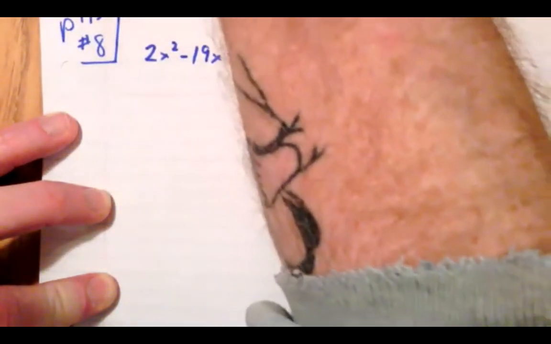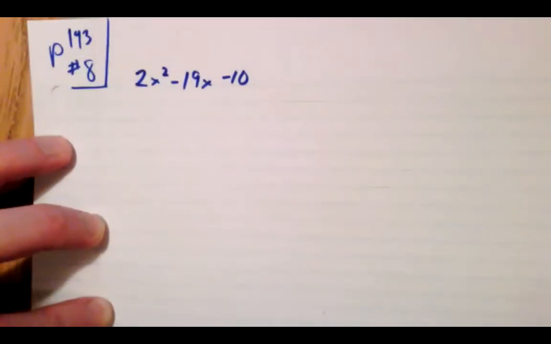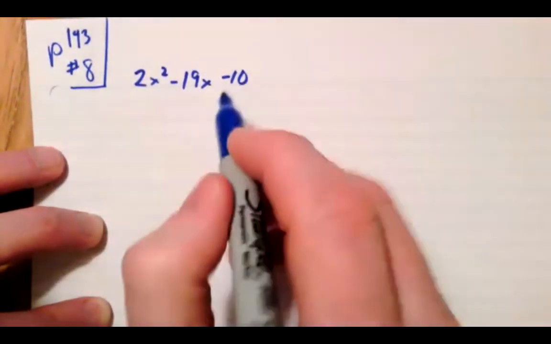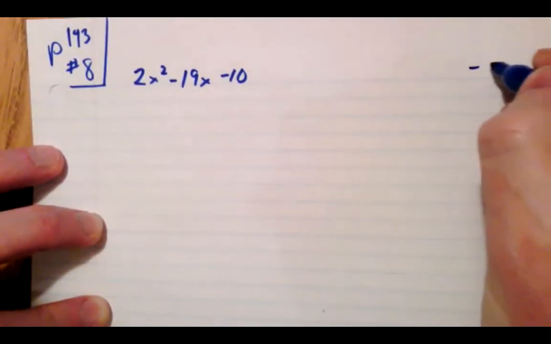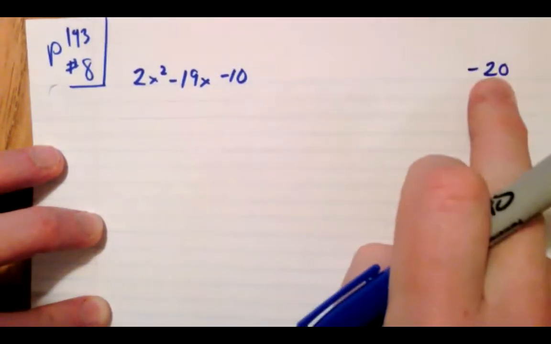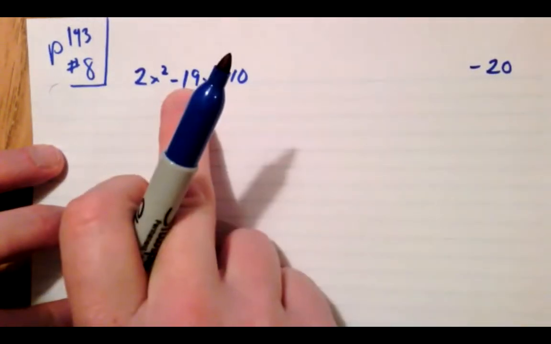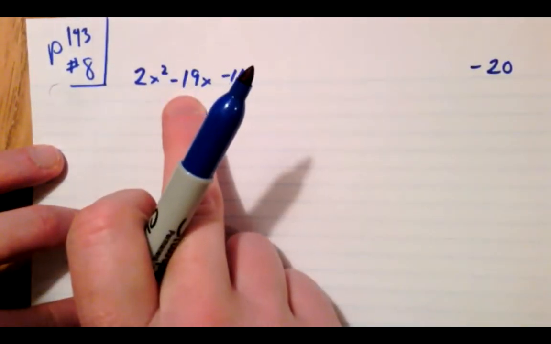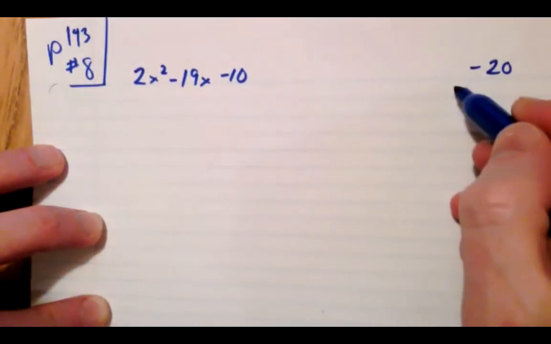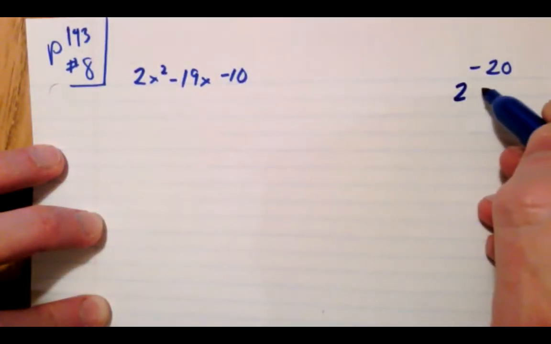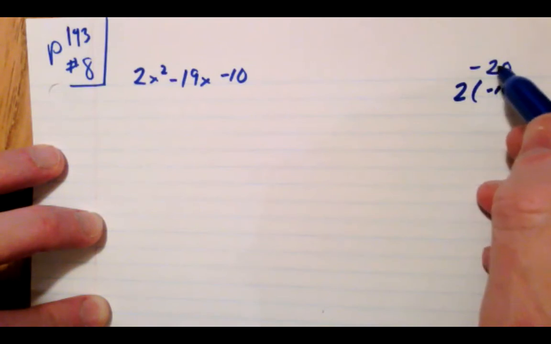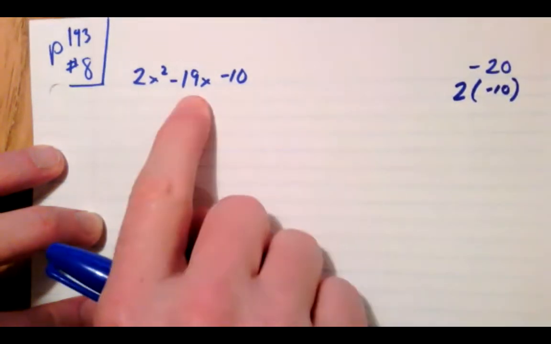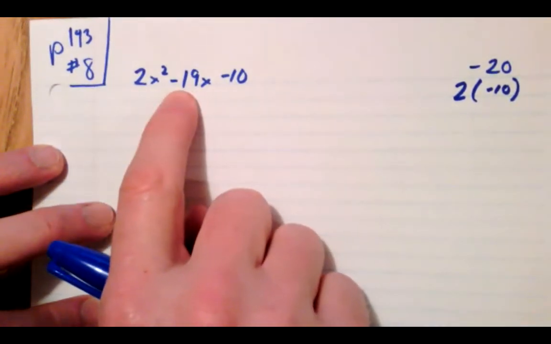All right, come back to you. There we go. 2 times negative 10, that's a negative number. 2 times negative 10 is negative 20. What two numbers multiply to negative 20 but add up to negative 19? If we think 2 and negative 10, that multiplies to negative 20, but it does not add up to negative 19.